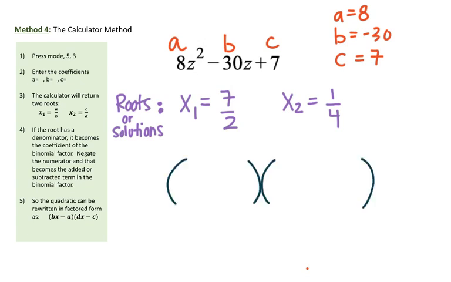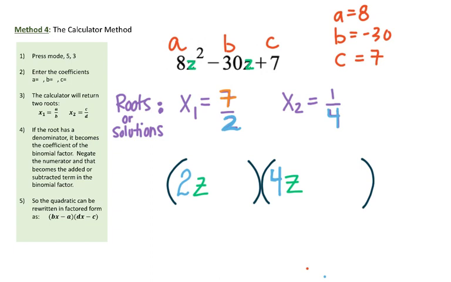First, you open 2 brackets. You ask yourself, what is the variable in the original trinomial? It's z in this case. So instead of x's, I will write z as part of my first term of each binomial. Then I will look at the denominator of each root. The denominator of the root becomes the coefficient of the binomial. And we do the same for the second binomial. The denominator of the root becomes the coefficient of the second binomial. And then the numerator of the root, the top number of the root, becomes the added or subtracted term.